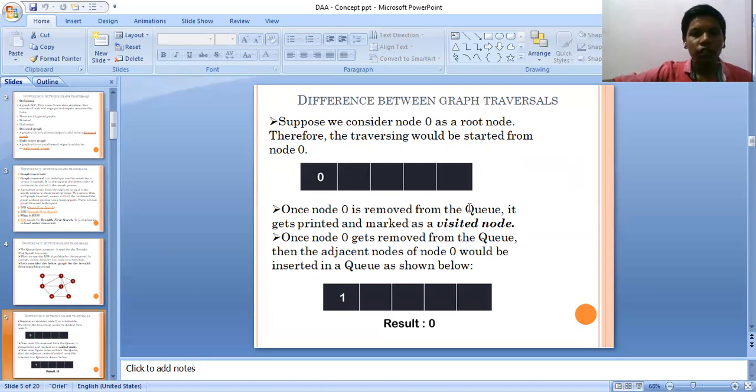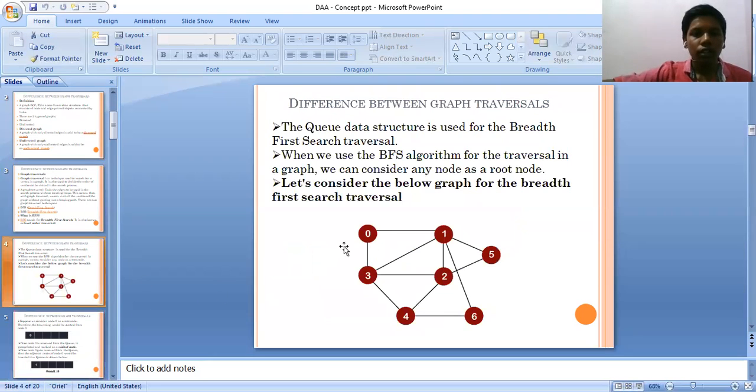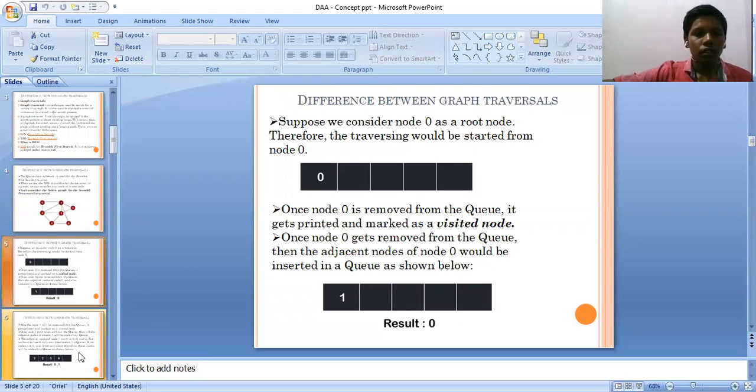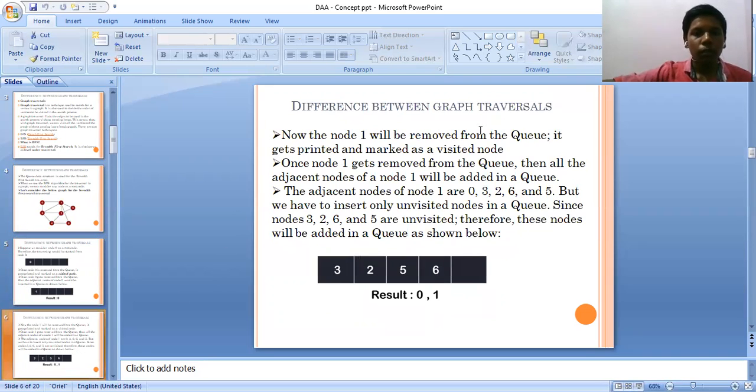Once node 0 is removed from the queue, it gets printed and marked as visited node. Once node 0 gets removed from the queue, then the adjacent nodes of node 0 would be inserted in the queue as shown below. The adjacent nodes of node 0 are 1 and 3, but we consider it as 1. So now node 1 will be removed from the queue. It gets printed and marked as a visited node.